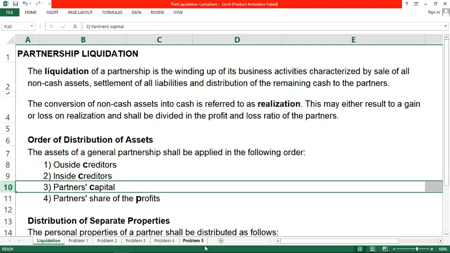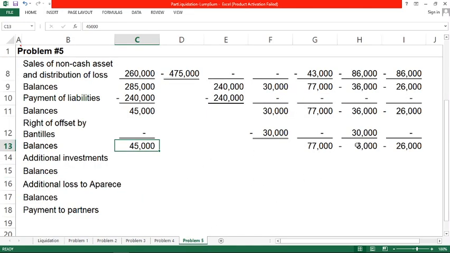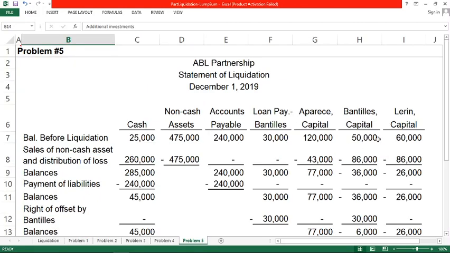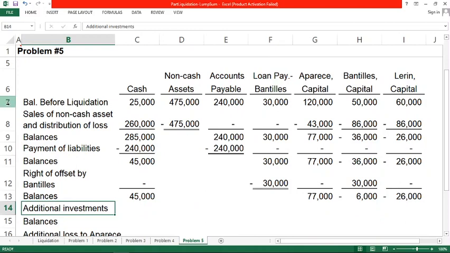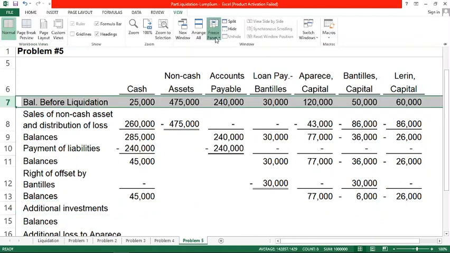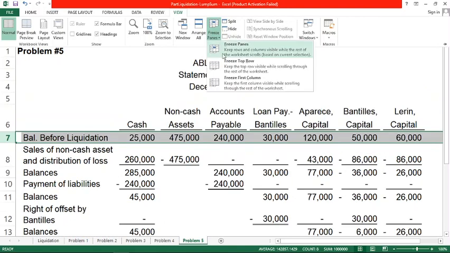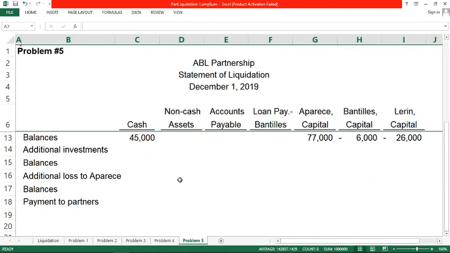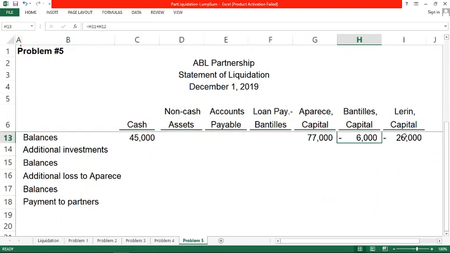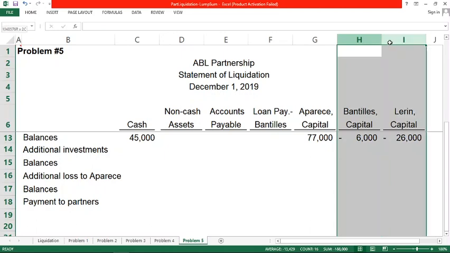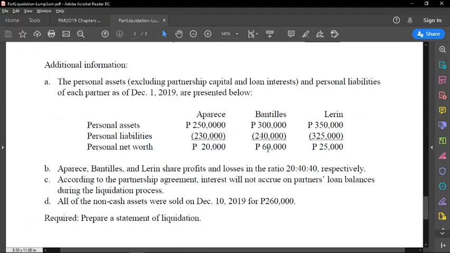And then, let's go to the distribution of capital and their share on profits. So, we have here positive 77 and negative 26 para kay Larin. Okay, so, ayan. Additional investment. Dahil negative pa rin yung dalawa, mag-i-invest sila ngayon from their personal assets. So, Bantillas and Larin has 60 and 25 assets. So, kaya naman na i-absorb, kaya naman.